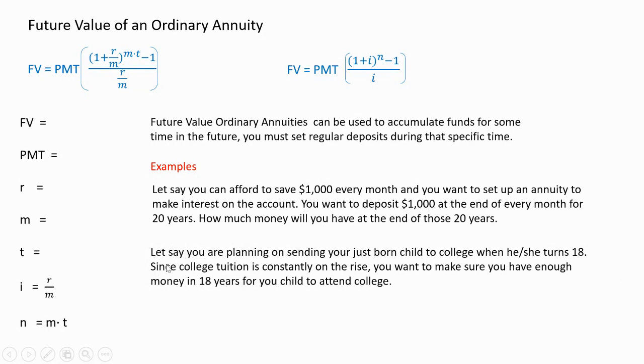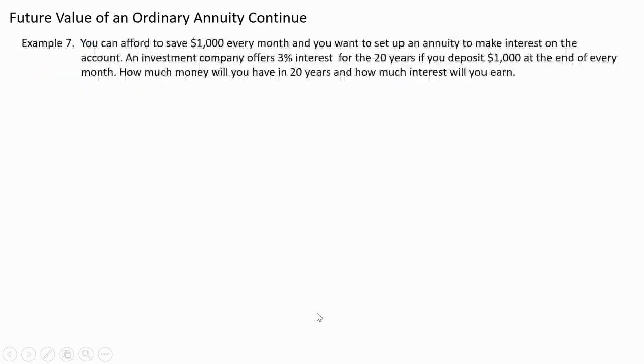Okay, so there's an example here. Let's say you are planning on sending your just born child to college when he or she turns 18. Since college tuition is constantly on the rise, you want to make sure you have enough money in 18 years for your child to attend college. Okay, so I believe I'm going to show you these two examples right now. Okay, there's this one here.